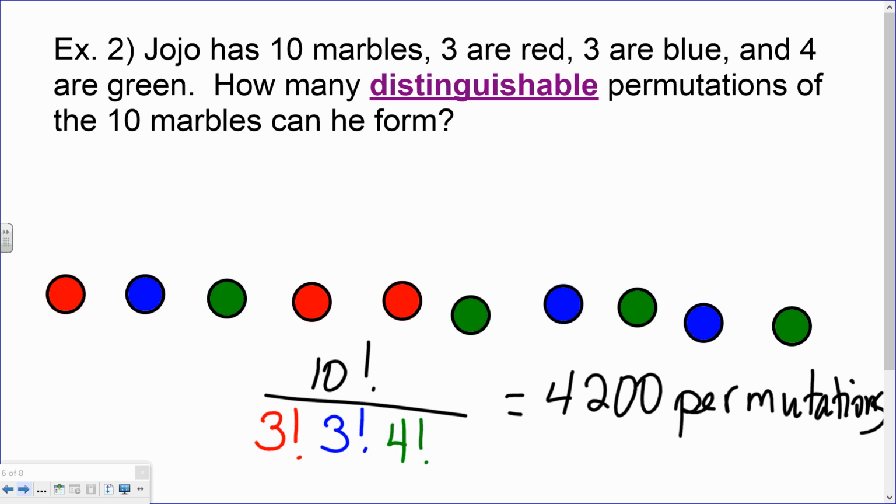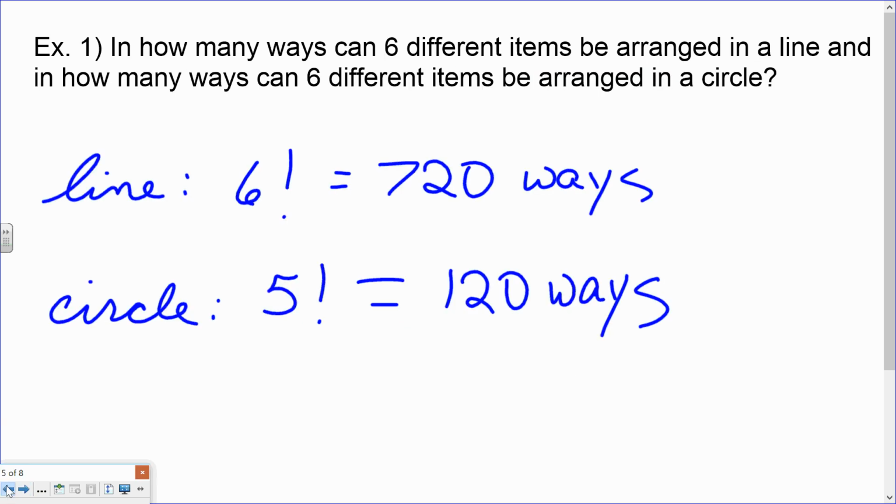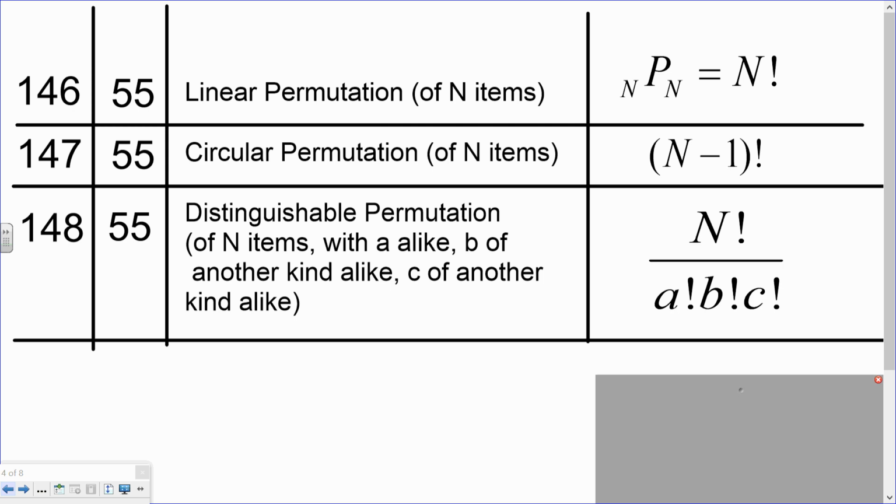Questions on that example? Okay, then let's go back to the formula list so that you can get this one copied down as well. So if we have n things total, it's n factorial in the numerator, and then we look for however many ones repeat. If we have 5 of one kind, it's a 5 factorial, 6 of another kind, it's a 6 factorial, whatever repeats, however many of those that we have.